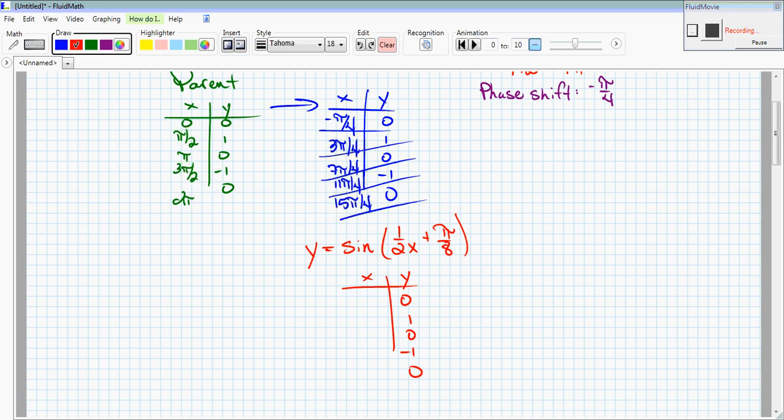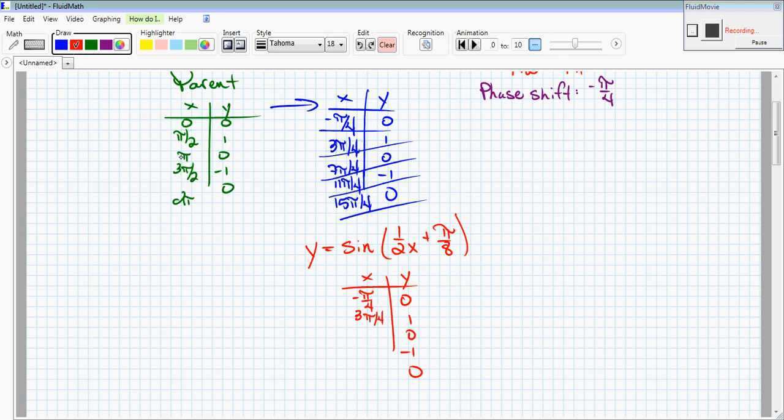So what we would do is take the parent values here for x. We would subtract pi over 8, which is negative pi over 8, and we would divide by a half. Well, dividing by a half is like multiplying by 2. So negative pi over 8 times 2 is a negative 2 pi over 8, or a negative pi over 4. Then we have pi over 2, which is 4 pi over 8. We subtract. We get 3 pi over 8 times 2 is 6 pi over 8. Or reduced, we have 3 pi over 4.